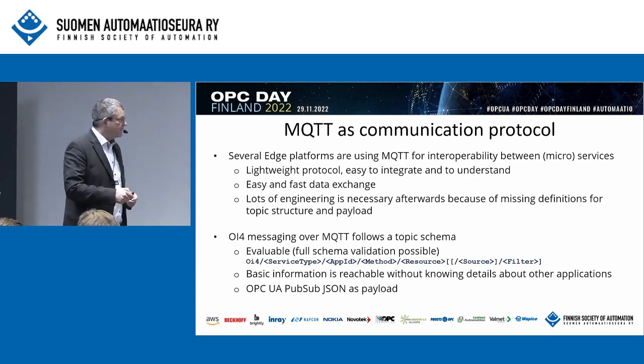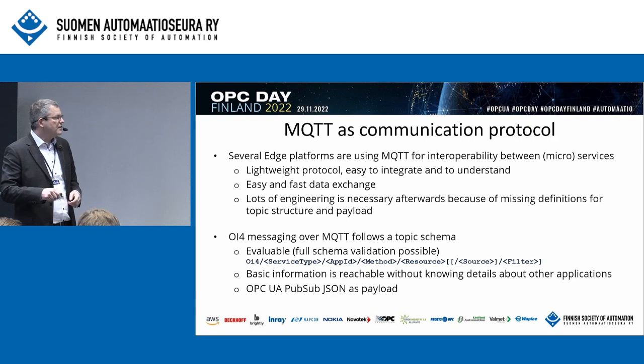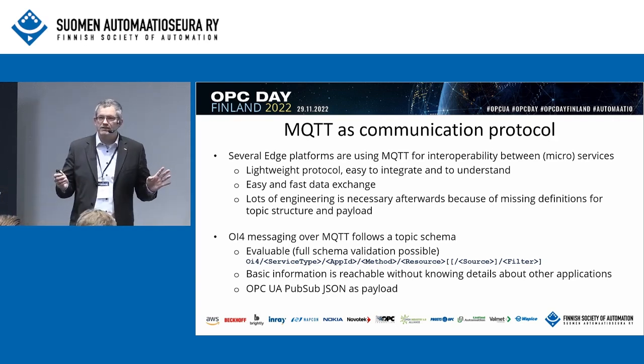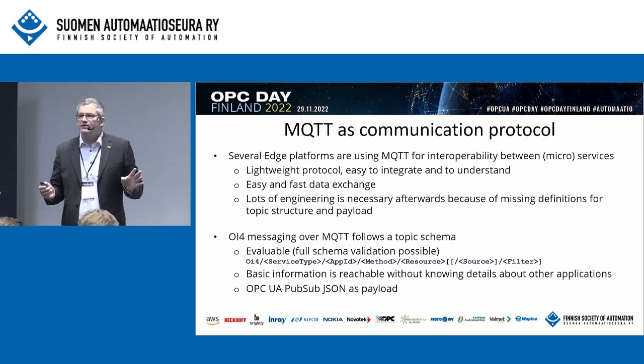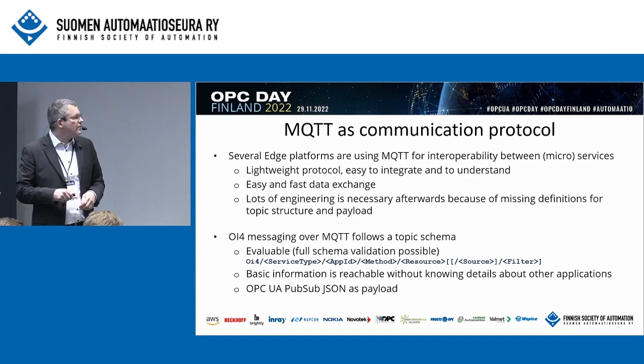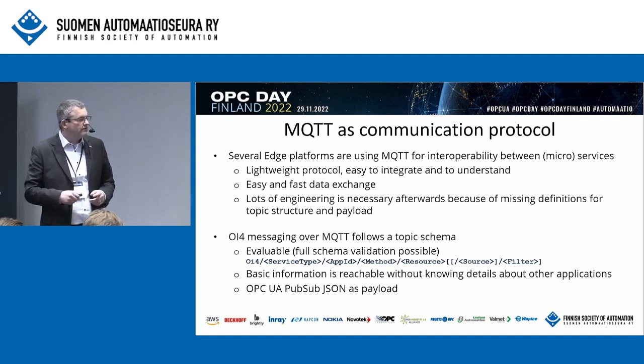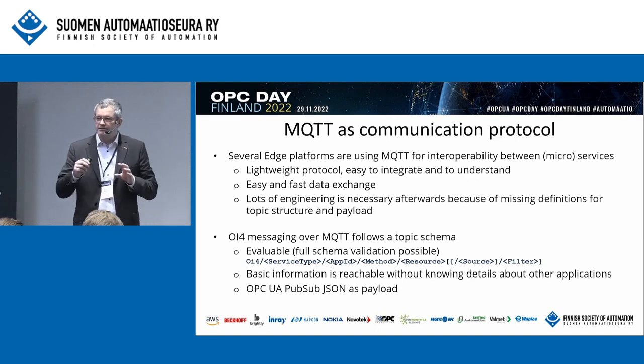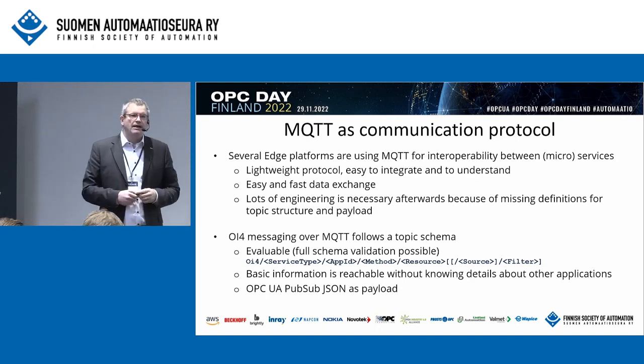So you see, for example, we do have a namespace here, OI4. That means, of course, other traffic can be there also. So it's not an OI4 message bus. It's a message bus also used for OI4. And then you have these fields which explain the topic structure, and you can evaluate that.